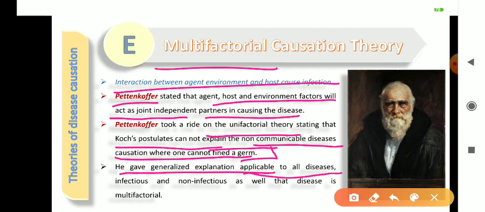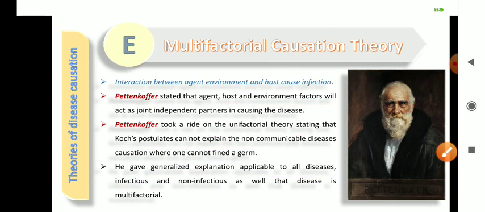So he gave a generalized explanation that is applicable to all diseases, infectious and non-infectious, communicable and non-communicable. The disease is multifactorial, meaning that for the causation of the disease, the agent, host and environment will be the cause. Then next we are going to discuss the biomedical model.